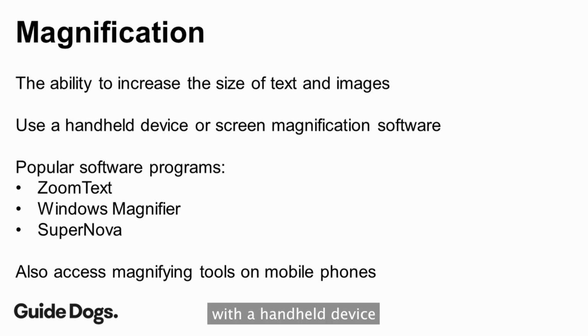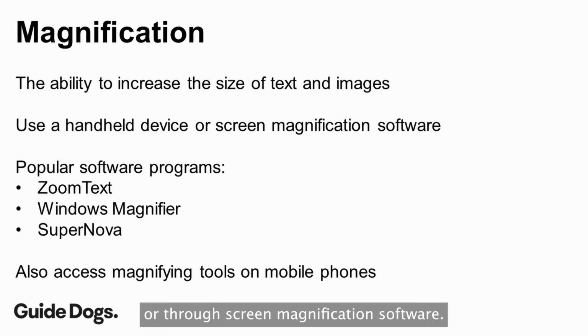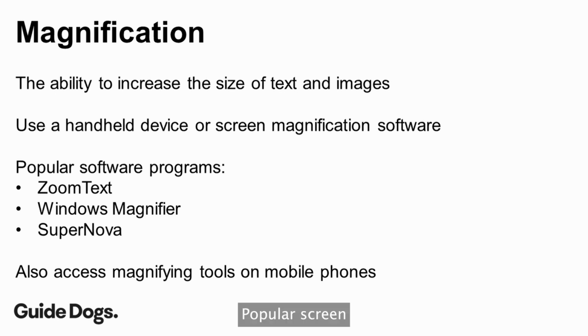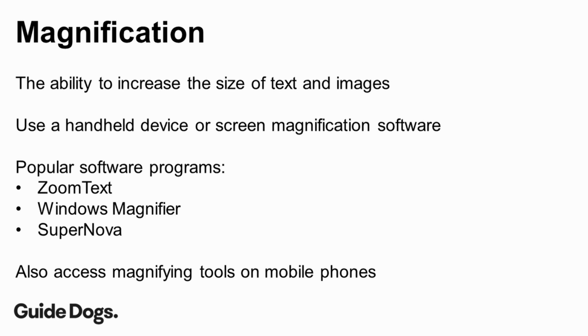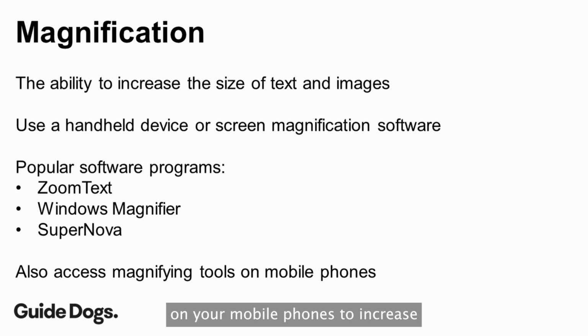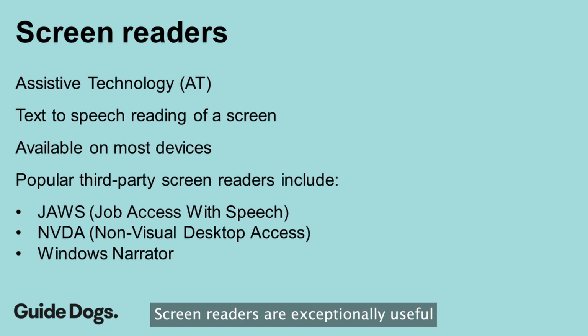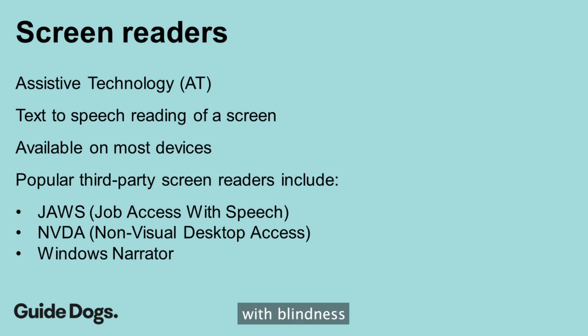This can be performed with a handheld device like a magnifying glass or through screen magnification software. Popular screen magnification programs for computers include ZoomText, Windows Magnifier, Supernova. Along with computer magnifications, you can also access magnifying tools on your mobile phones to increase the content on your screen.